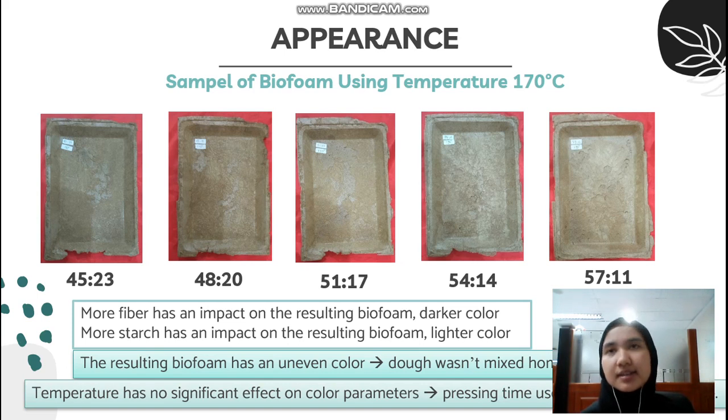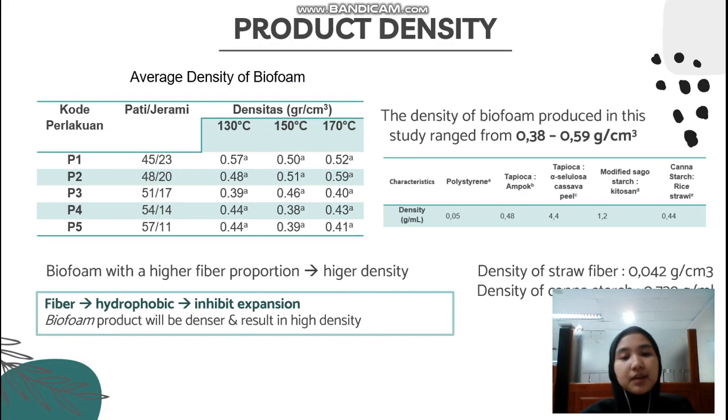Getting red means containing higher starch. More fiber has an impact on a darker color of the resulting biofilm. More starch has an impact on a lighter color of the resulting biofilm. The resulting biofilm has a uniform color. It was caused by the dough not being mixed homogeneously, and temperature has no significant effect on color parameters, because the pressing time was used to adjust to the temperature.